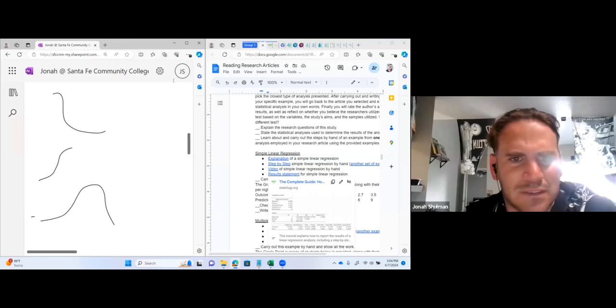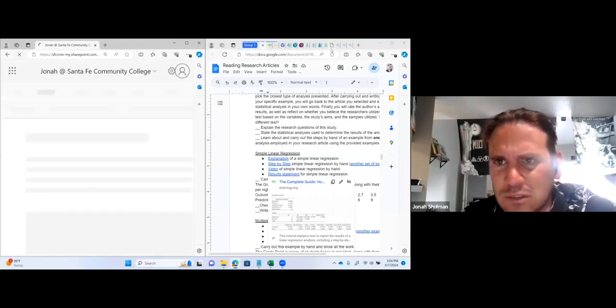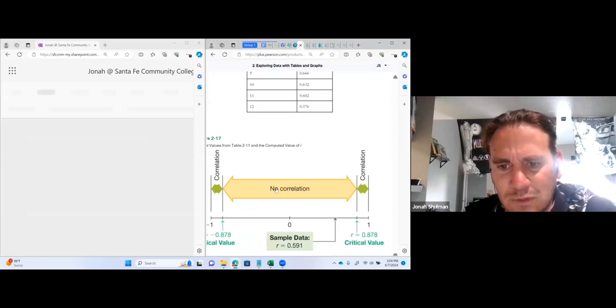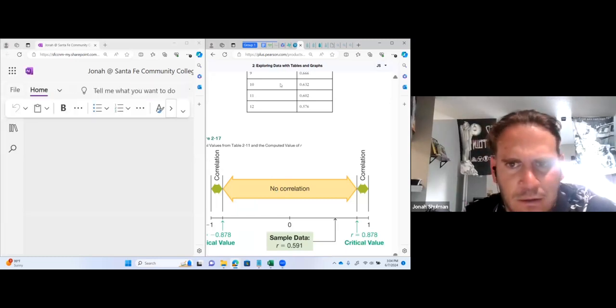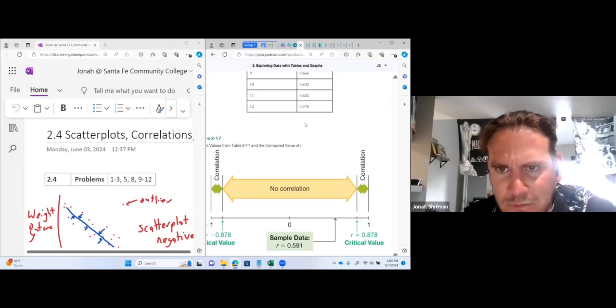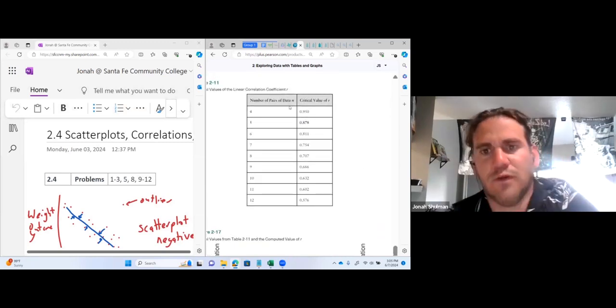I'm going to try my best to explain it. I don't know why it looked really weird, so I'm just going to reload the page real fast. So what does it mean by critical values? And they give you a bunch of them. Number of pairs of data, critical value, cool.